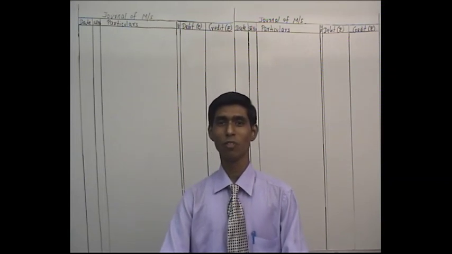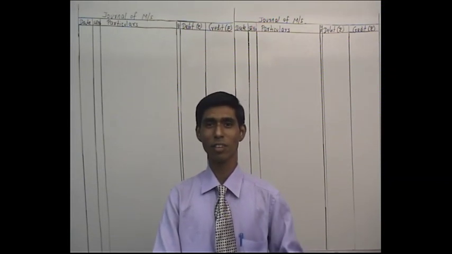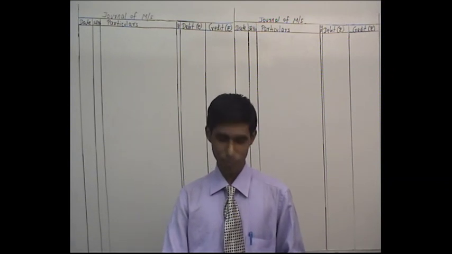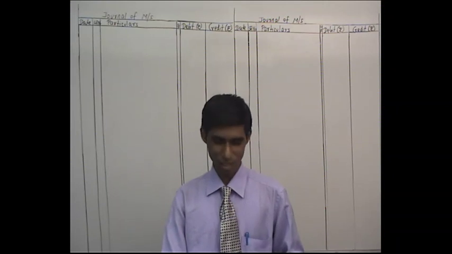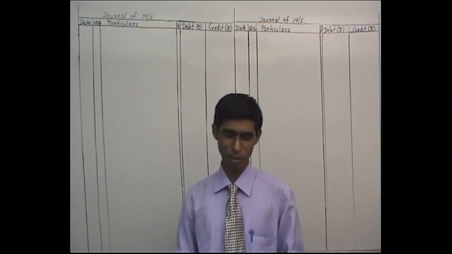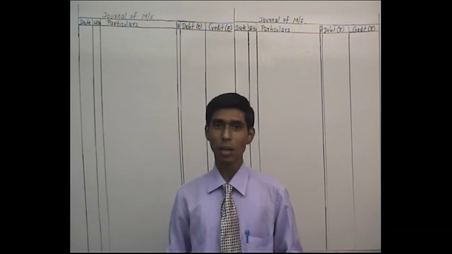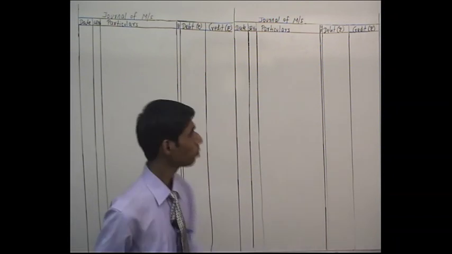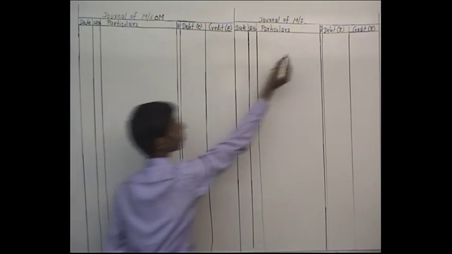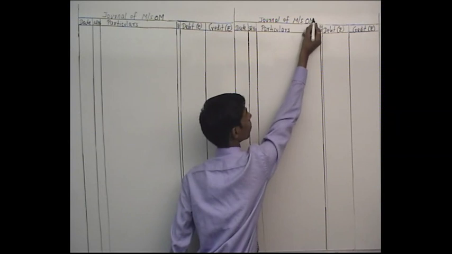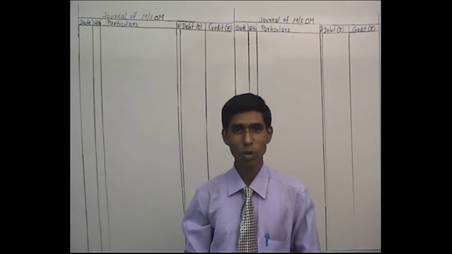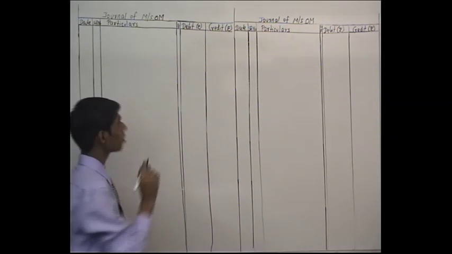Hello friends, today we are going to start with the journal sums. Journalize the following transactions in the books of Om for August 2014. It is in the books of Om, so on both the pages we should write Om. They have given you the year, that is 2014, and the month is August.